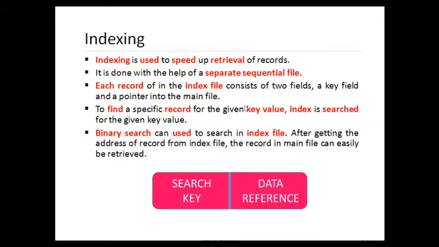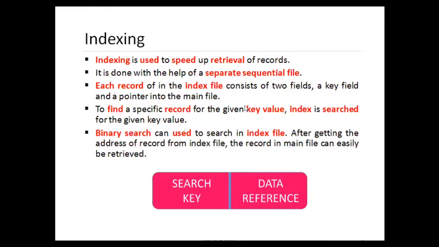Each record in the index file has two fields. One is the search key, also known as the key field, and the other is a pointer to the main file, known as the data reference. This pointer to the main file is used to access the data from the main file. To find a specific record for a given key value, the index is searched for the given key value. Basically, binary search is used to search the index file, and after getting the address of the record from the index file, the record in the main file can easily be retrieved.